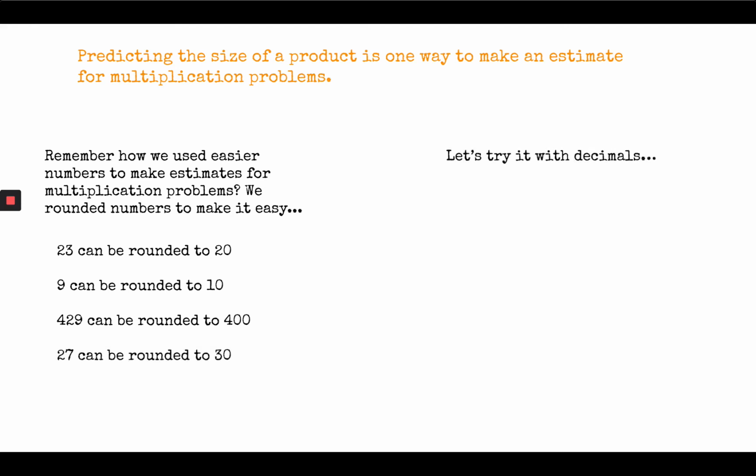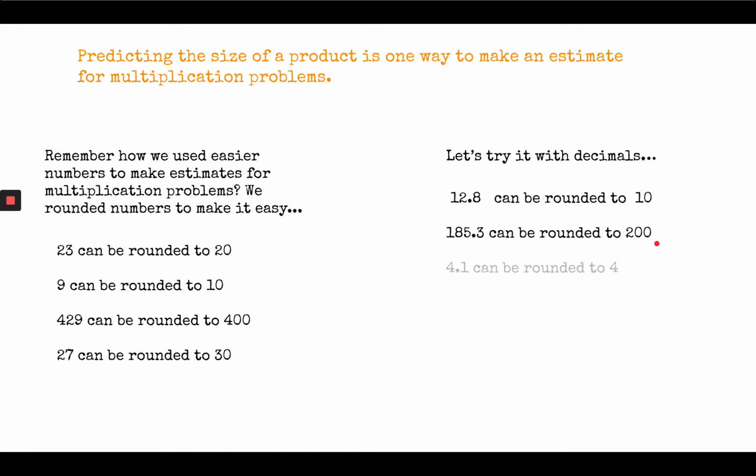Okay, now let's try it with decimals. So take a look. 12.8, well, that can be rounded to 10, can it? 12 itself could be rounded to 10. 185.3, we can round that to 200. 4.1 can be rounded to 4. Okay, so we can round decimals to whole numbers.